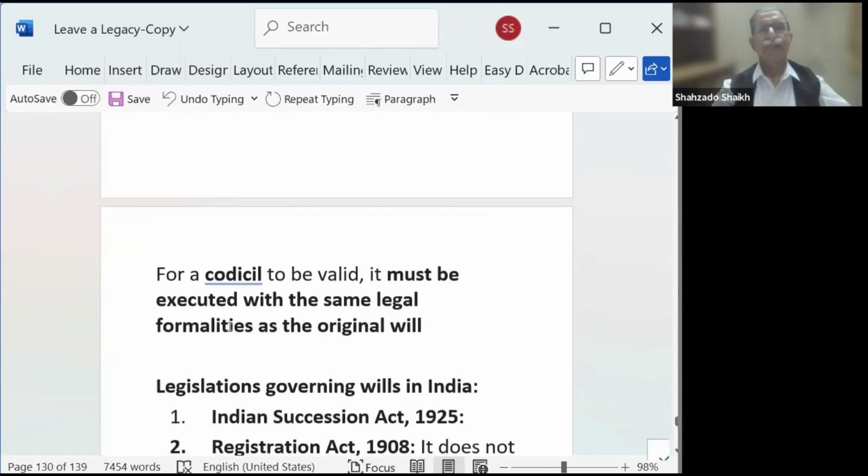Receipt must be obtained. For a codicil, if you are making any change in the will, it is called a codicil. For a codicil to be valid, it must be executed with the same legal formalities as the original will. What is that? The person who is making it, if he has written it in his hand, should make it in his own hand. He should sign it again at that point. He should put a date. If he has used the thumb impression, he should put the thumb impression. It should be witnessed also. Same formalities for the codicil.